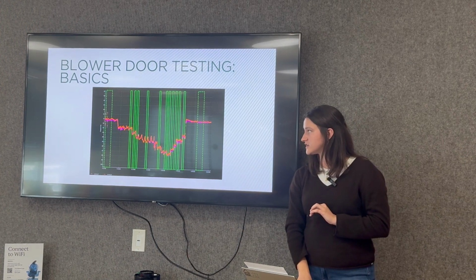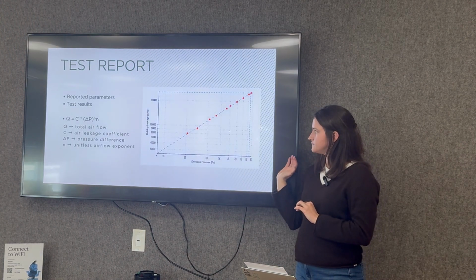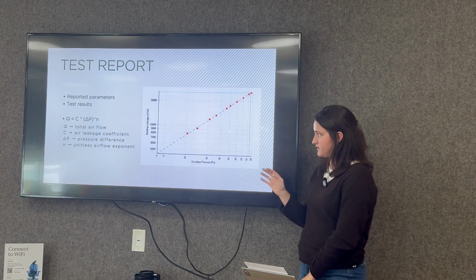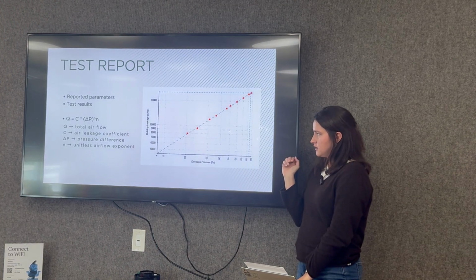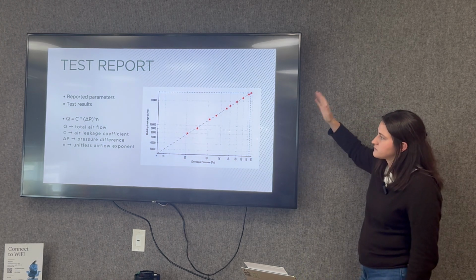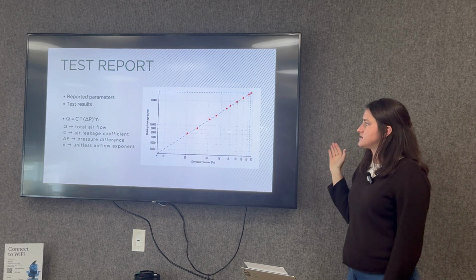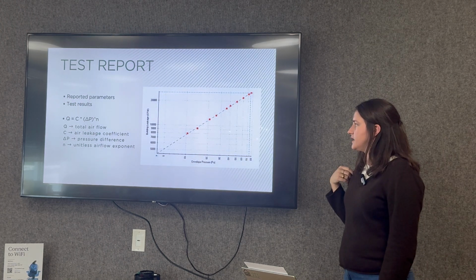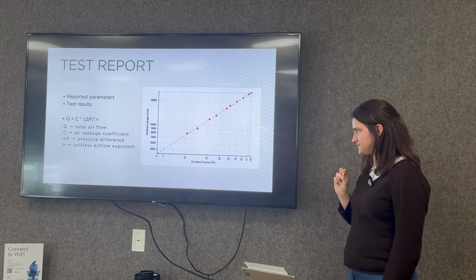So what are we looking for in a test report other than the word pass? This is one of the two graphs that you'll get in your report. Each one of these green rectangles correlates to a data point that winds up on this dashed line. This line follows the equation for airflow, where Q is the total airflow, C is some air leakage coefficient, which if it's higher, your building is leakier, Delta P is the difference in pressure, and n is your unitless airflow exponent.